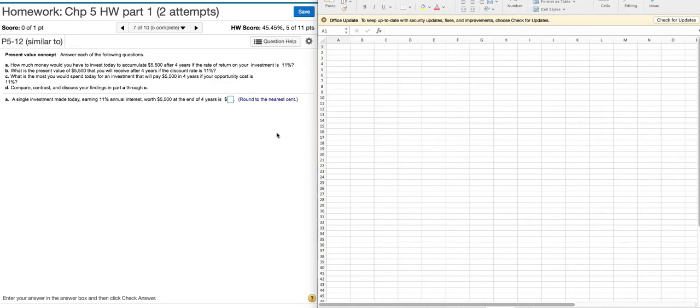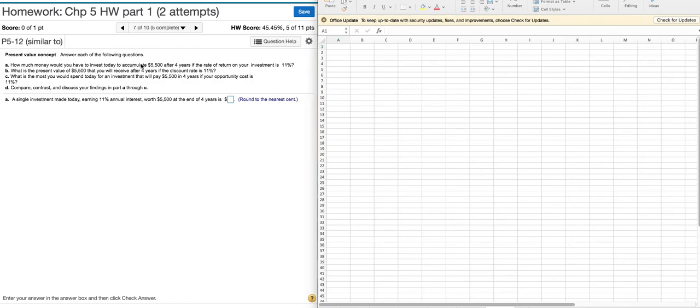So part A says, how much money would you have to invest today to accumulate $5,500 after 4 years if the rate of return on your investment is 11%? So like with any time value of money problem, you need to understand what information is being given and what it's asking you for. So we know just looking at the question that how much money would you have to invest today? So when we hear that or see that, we should be thinking of present value.